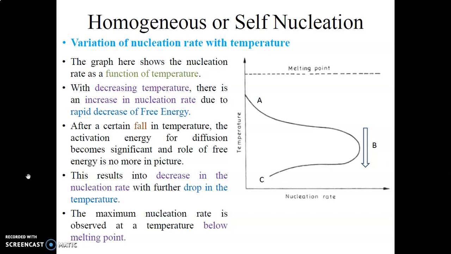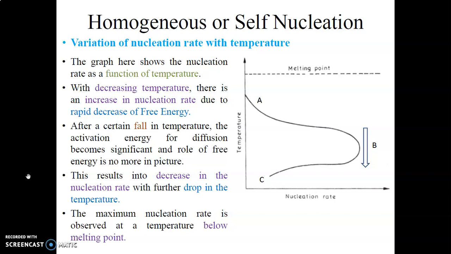With a decrease in temperature, there is an increase in the nucleation rate due to the rapid decrease of the free energy. Obviously, if you release the temperature, it will release the free energy which is available to the new molten particle, and it will try to settle down and convert into a solid particle. So as you decrease the temperature, the nucleation rate is going to increase.